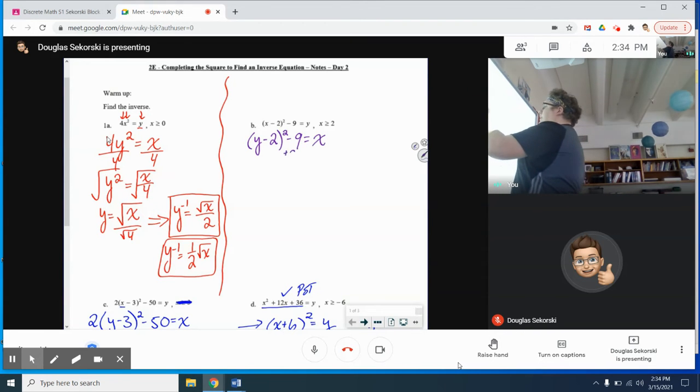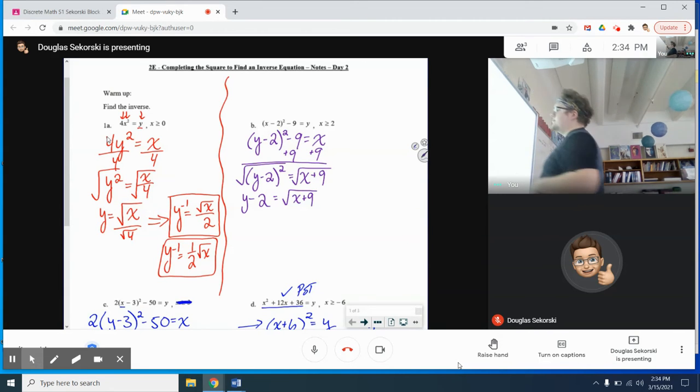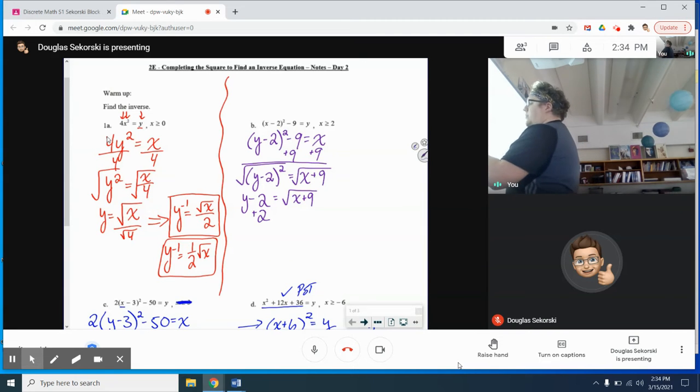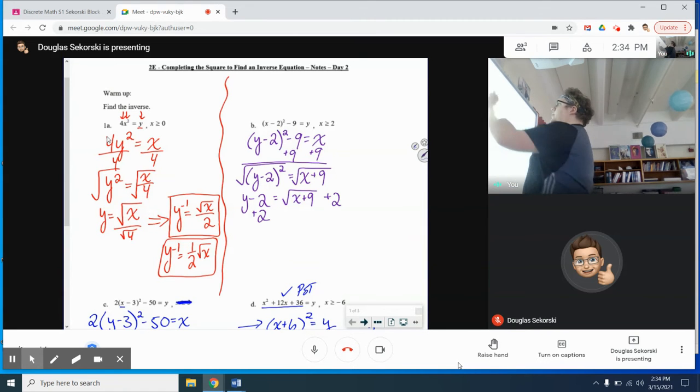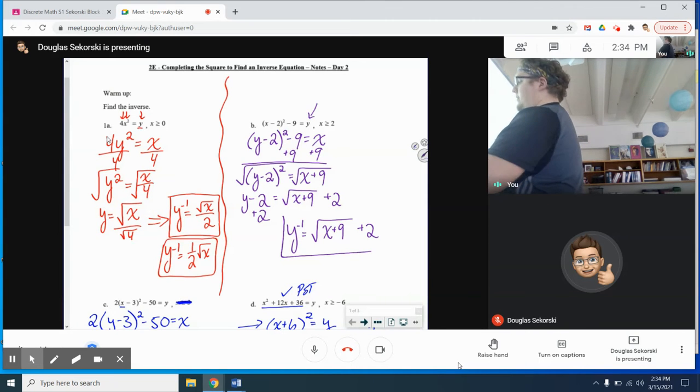So I'll start by adding 9. And then I have y minus 2 quantity squared. So we're going to take the square root of that. And we are left with y minus 2 equals the square root of x plus 9. And last, but certainly not least, I'm going to add 2 to both sides. And I'm looking up at the top. This is originally a y. So I'm going to rename this y inverse equals the square root of x plus 9, with a plus 2 on the outside.